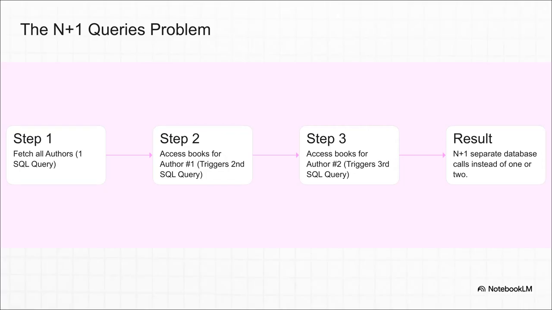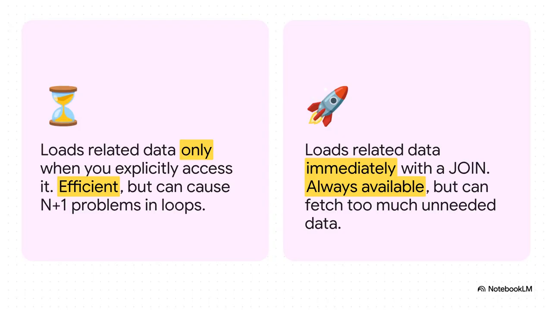So here's how this trap gets sprung. It looks so innocent. First, you fetch a list of all your authors. That's one query. So far, so good. But then you start to loop through that list. When you try to access the books for the first author, boom, Hibernate fires a second query. Then for the next author, boom, a third query, and on it goes. If you have 100 authors, you've just hammered your database with 101 separate requests. It's a silent killer. So how do we fix this?